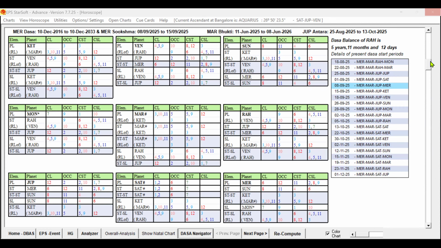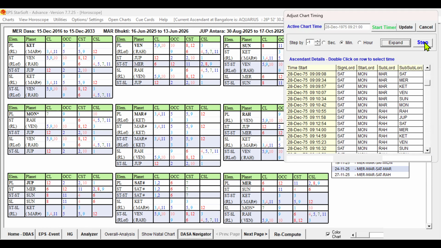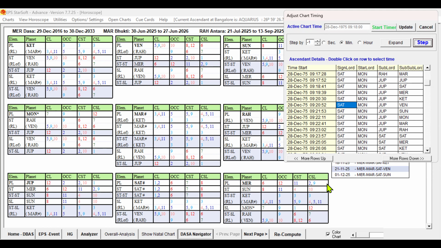Then we have to adjust the birth time again. 9:20, no change. 9:19, no change. I said, minimum 4 minutes we have to reduce. 9:18, no change. Only the sublord of Mercury has changed. Sun has become the 10th sublord. Of course, previously Moon was the 10th sublord. Now Sun has become the 10th sublord. That is also a good position because he's a medical doctor also.